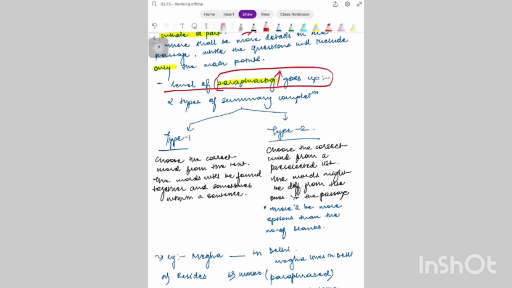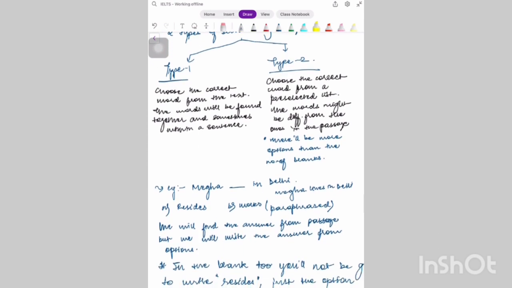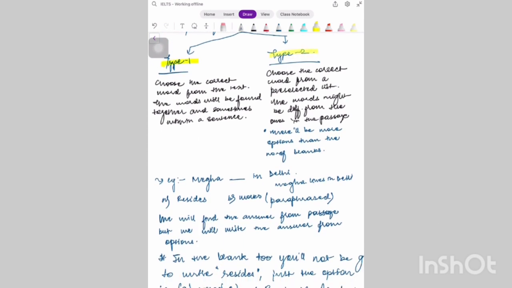Now there are two types of questions in summary completion: type 1 and type 2. Type 1 is basically a simple form of summary completion. You have to choose the correct word from the text. The words will be found together and sometimes within a sentence. But in type 2, you choose the correct word from a pre-selected list. The words might be different from the ones in the passage.